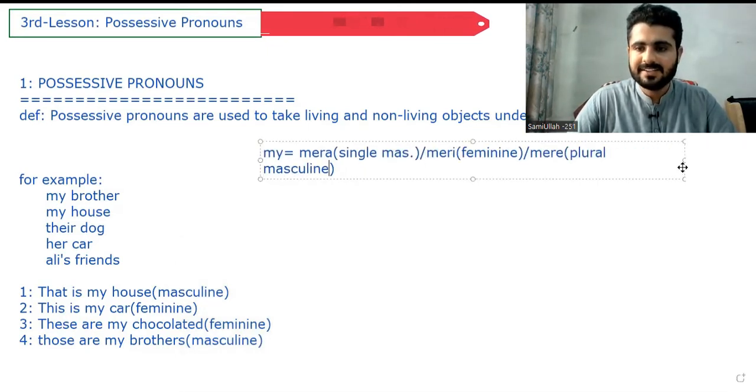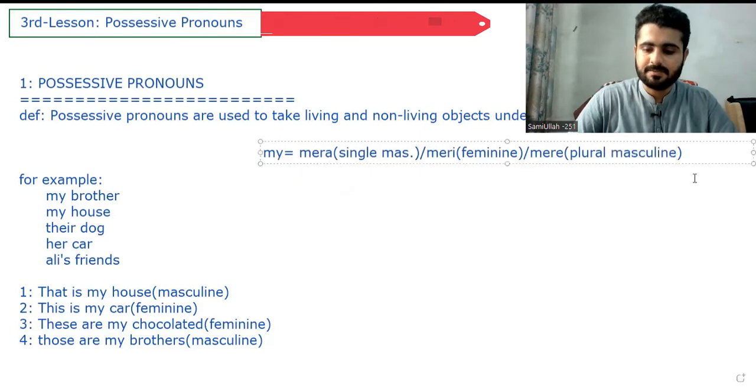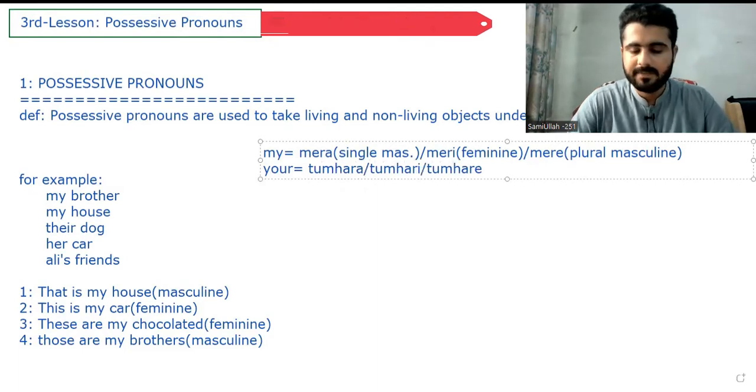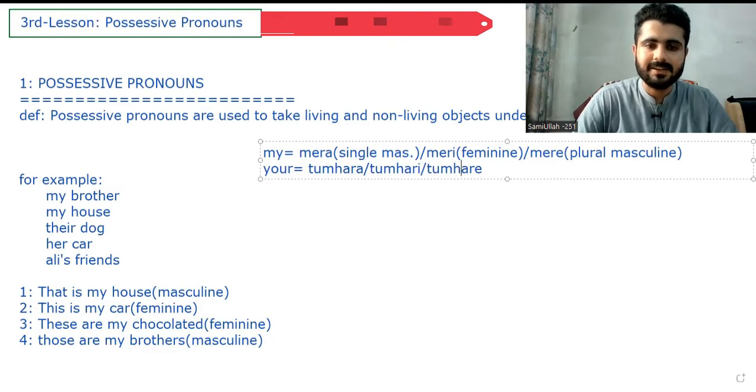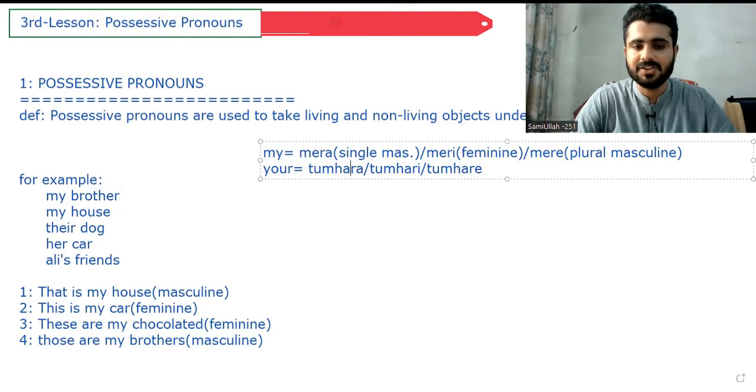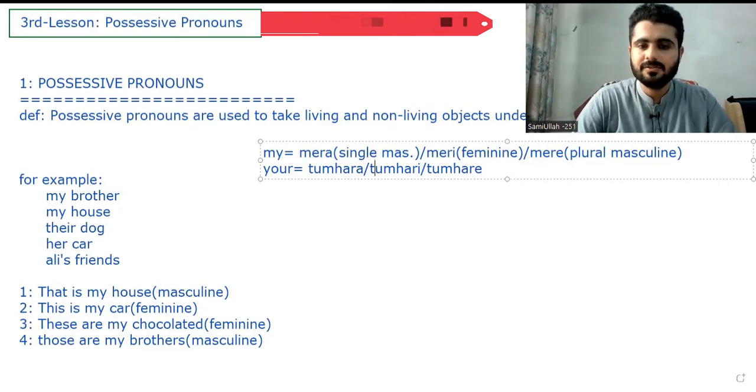Okay, so let's have other possessive pronouns. My, then we have your. So you have tumhara, tumhari, and tumhare. Obviously I'm not going to give them short examples in parentheses because I've already mentioned. So the word tumhara is for single masculine, tumhari for feminine, tumhare for multiple masculine.